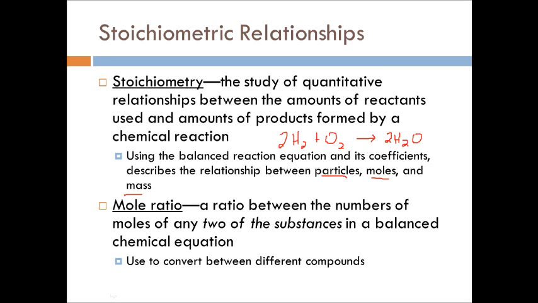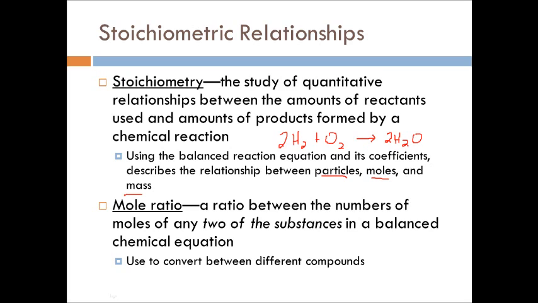For mass, what we would do is find the mass of hydrogen, which is 2, and multiply by that 2. So we have 4 grams per mole of hydrogen to 32 grams of oxygen leads to about 36 grams of water. So you find the molar mass of the actual compound, and then you multiply by a coefficient.